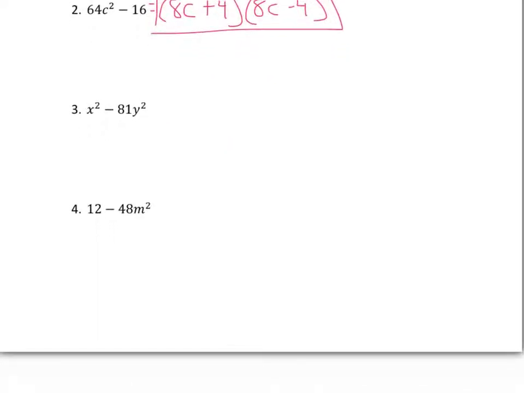3 and 4 are very similar. They're also a difference of two squares. Notice that these have to be minus signs. If either of these is a plus sign, you can't factor. But since it is a minus sign, we're just going to take the square root of both. The square root of x squared is x. The square root of 81y squared is going to be 9y. So we're going to have x plus 9y, x minus 9y.